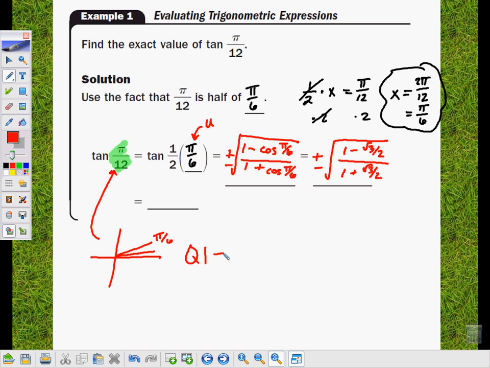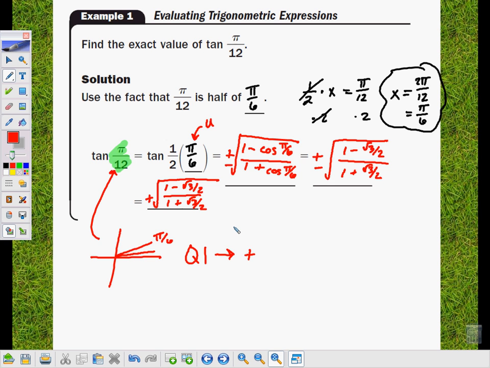So we know everything is positive in quadrant 1. So tangent is, whoops, sorry about that. Stylus went crazy. Tangent's also going to be positive, so this will be the positive square root of 1 minus root 3 over 2 over 1 plus root 3 over 2. Now, depending on your instructor's requirements, they may want you to simplify it from here.